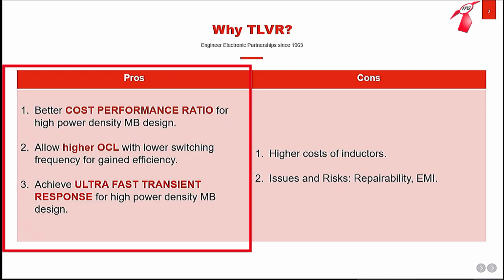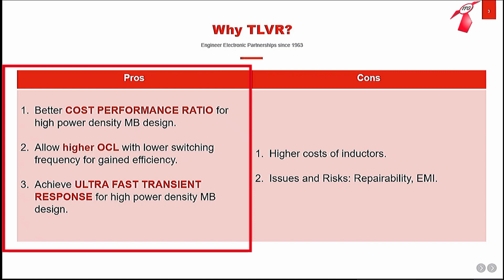What is the advantage and the disadvantage of TLVR? Now we know the main purpose for TLVR is to improve the transient response and increase the total efficiency of the project. But what will be the pros and cons for TLVR? First, for the advantage, using TLVR topology will reduce the output capacitance and improve the BOM cost of platforms. Up to 50% less output capacitance can be achieved with TLVR versus the traditional bulk design.